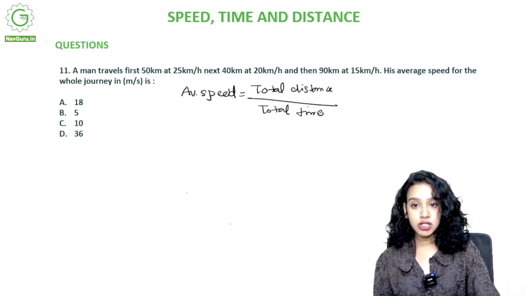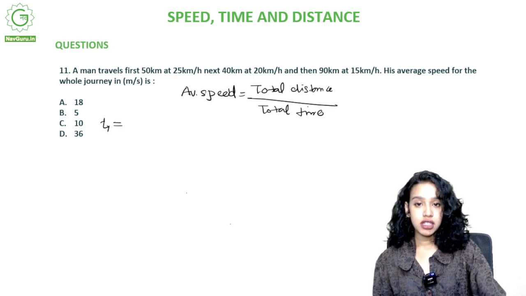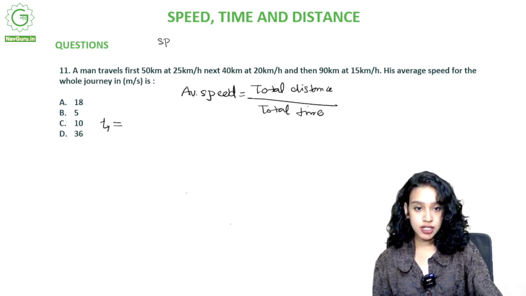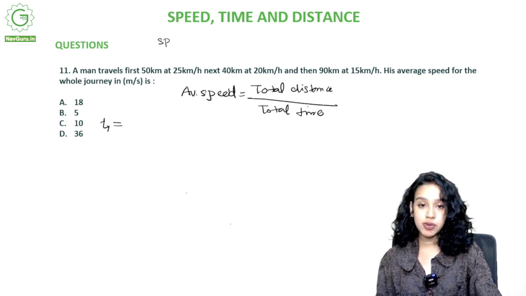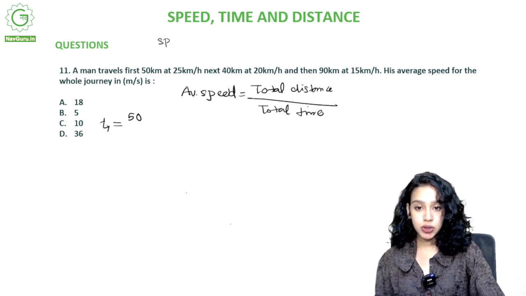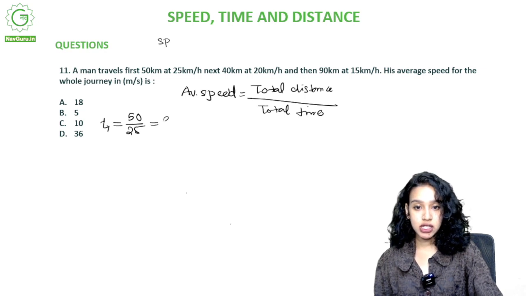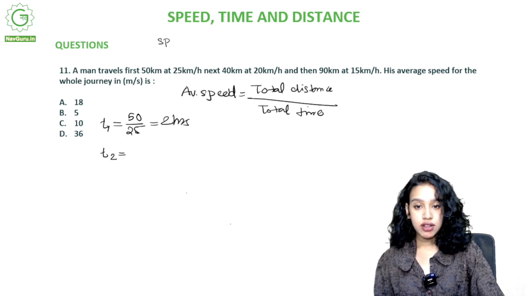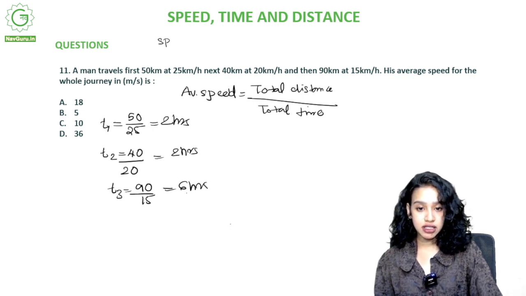So what is the total time? Let's find out the time for each journey. Let's say for the first time, T1 is equal to, we have speed equal to distance by time. So time is equal to distance by speed. We have 50 by 25, which gives us 2 hours. Then T2 is equal to 40 kilometers at 20 kilometer per hour speed, which again gives us 2 hours. And T3 is equal to 90 divided by 15, which is equal to 6 hours, right?